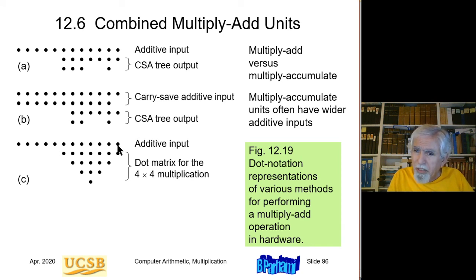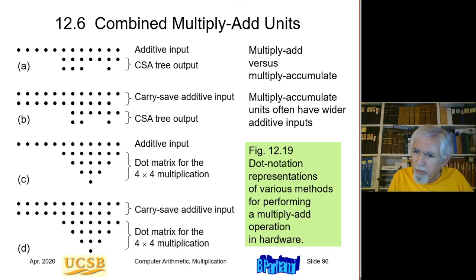Okay, I can also insert the additive input as part of the multiplication, rather than first have a carry save adder tree for the multiplier and then combining the additive input. I can just insert the additive input, in this case in non-redundant form, and directly combine it with all those partial products. Or if the additive input is in carry save form, then those two will be added to the partial products from the multiplication. Okay, so these are variations on combining the multiplication with addition into a single operation.